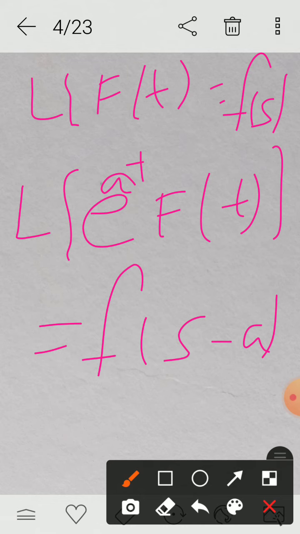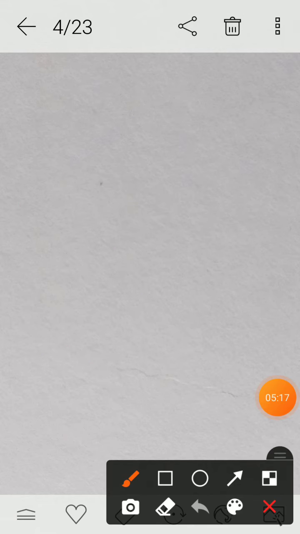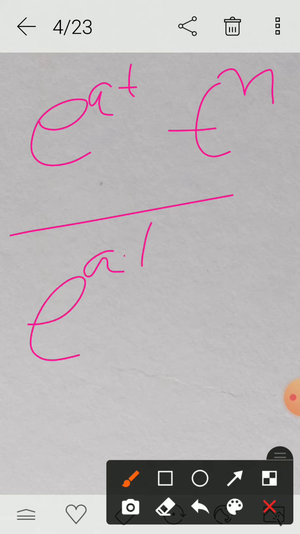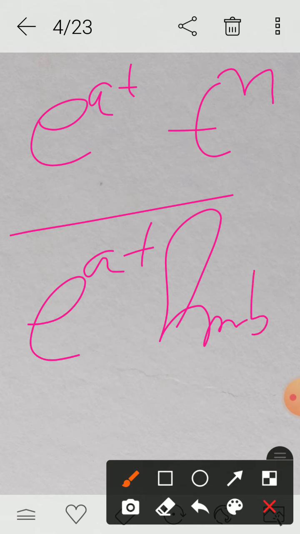There are so many problems based on this property, the first translation or shifting property. For example, e^(at) t^n is the first problem, and you can solve it by using the first translation or shifting property. Similarly, e^(at) sin bt, again you can solve it.